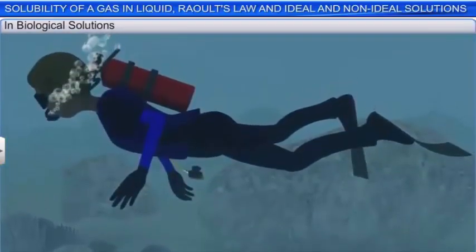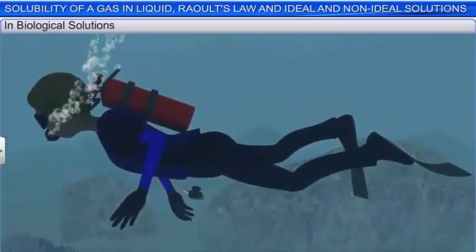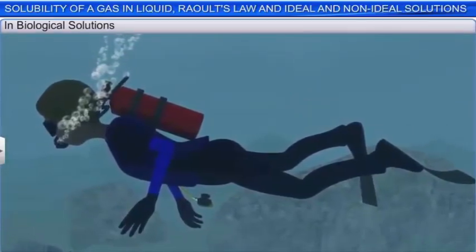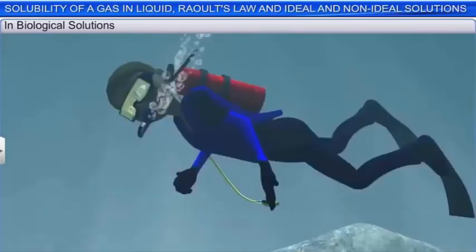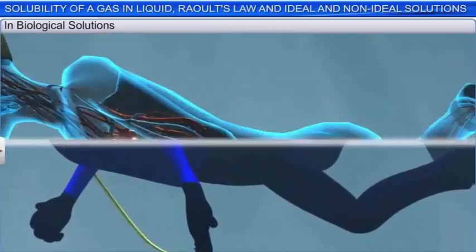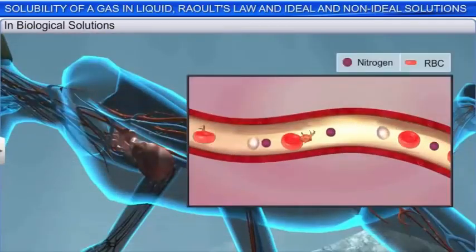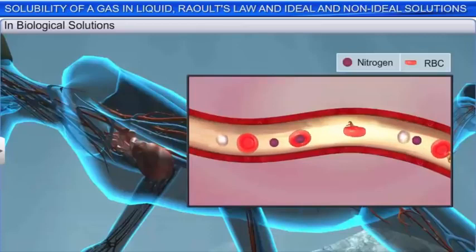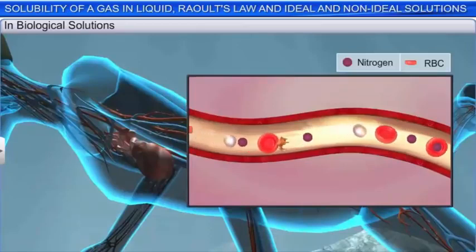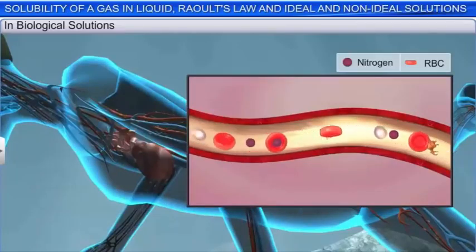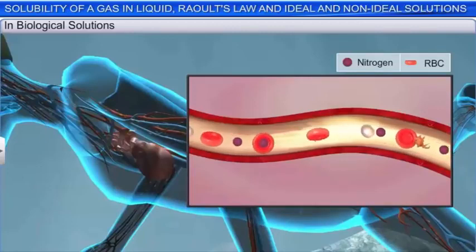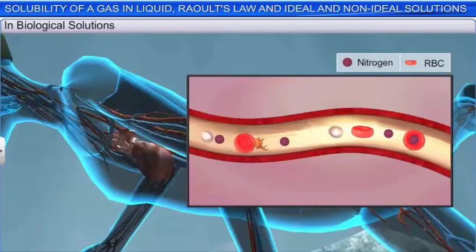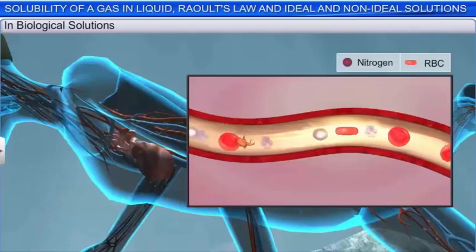Henry's law has an important application for scuba divers. The pressure is very high deep in the sea. As a result, the amount of nitrogen dissolved in the blood and other tissues of deep-sea divers increases. If the diver returns to the surface too rapidly, then the nitrogen forms bubbles in the blood as it becomes less soluble due to a decrease in the pressure.